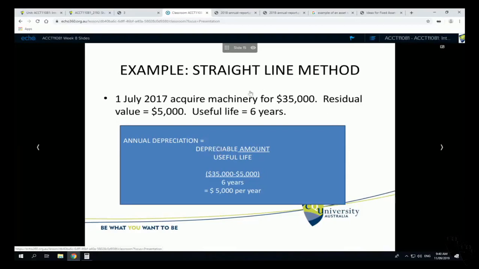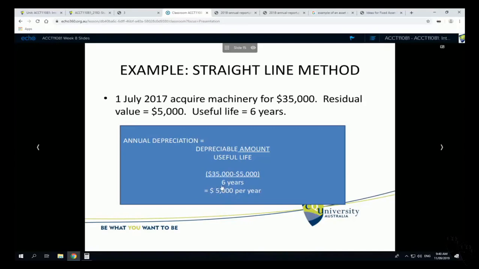So we've acquired a machine for $35,000, and it just happened to be right at the beginning of the financial year. The residual value, so what we think we could sell that machine for at the end of its useful life of 6 years, would be $5,000. So we don't want to depreciate the $5,000. So the depreciable amount is the cost, $35,000, minus the $5,000, divided by the 6 years that we think we're going to use this machine. So put it into our formula here, and it tells us it's $5,000 per year.